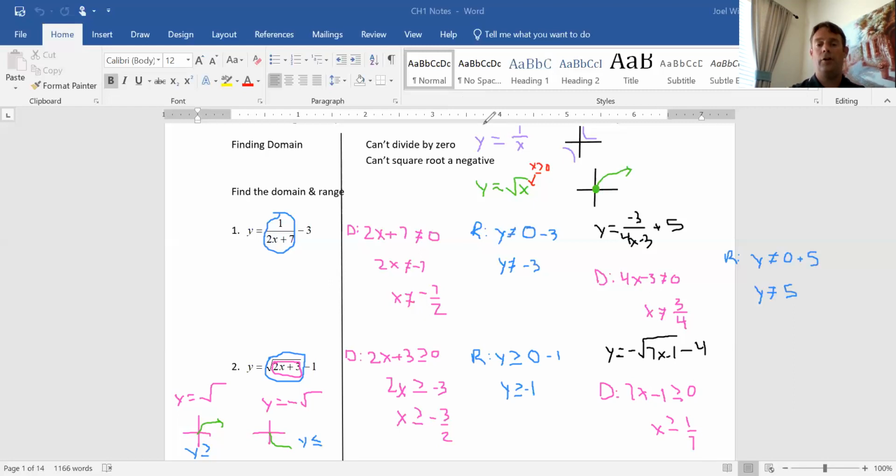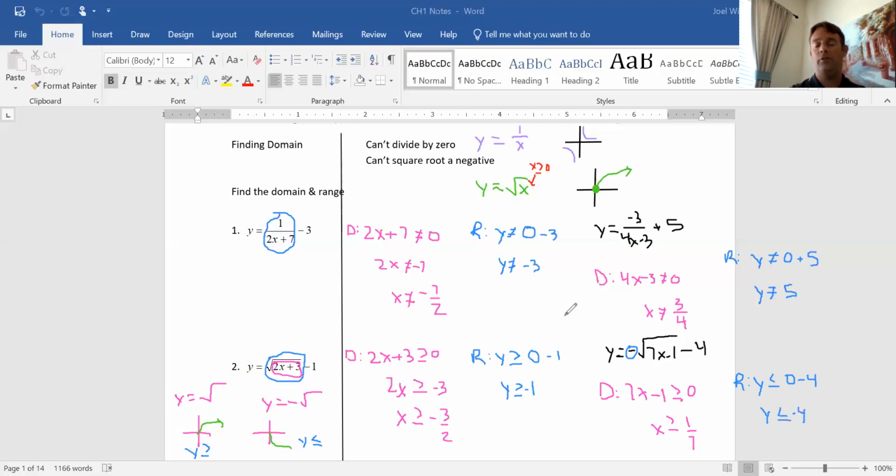Now, to figure out range, look in front of your square root and notice there's a negative. That means my graph is going to open down. So instead of using greater than or equal to this time, I'm going to use less than or equal to. Whatever the radical is, I'm going to make it a 0. So less than or equal to 0 minus 4. So that means y is less than or equal to negative 4.